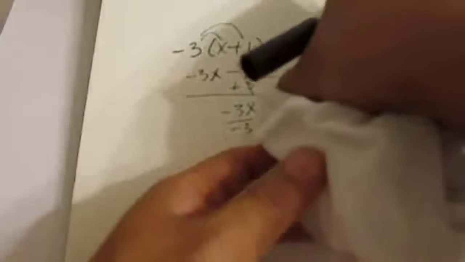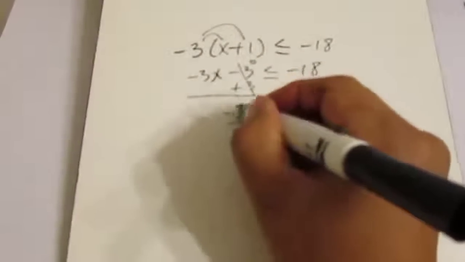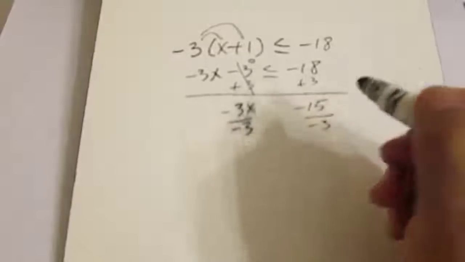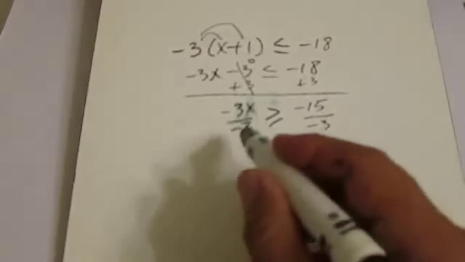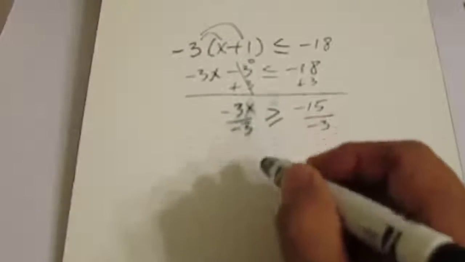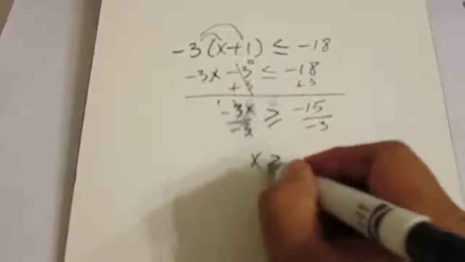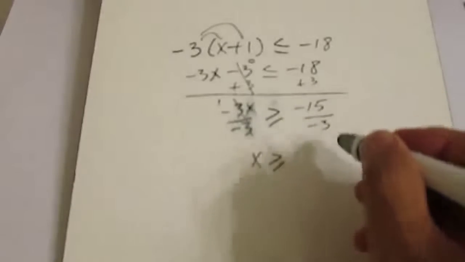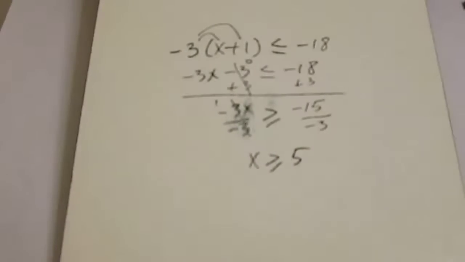So I'm going to go ahead and take that out. It's like an eraser. Oops. So negative 3x over negative 3. Now I'm going to go ahead and switch that sign around, since I multiply or divide by a negative number. So that's going to cross out to positive 1. So x is greater than or equal to, and negative over negative is positive, which is 5. So x is greater than or equal to 5.